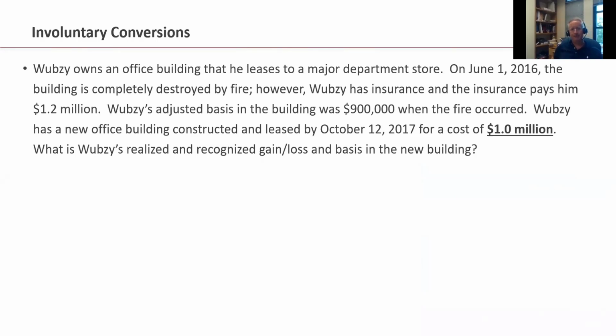Wubzy owns an office building. Building's destroyed in a fire. Insurance pays him 1.2. His adjusted basis is $900,000. This time he builds a new building at a cost of $1 million.